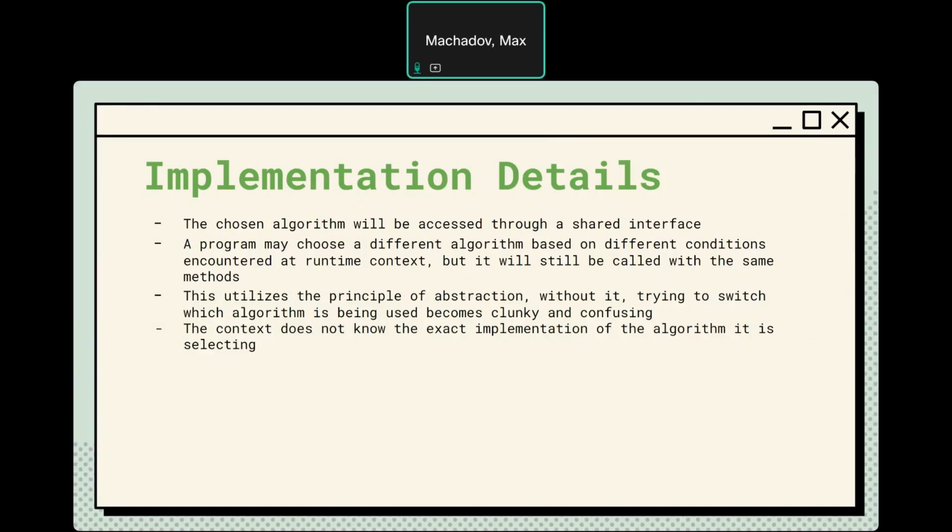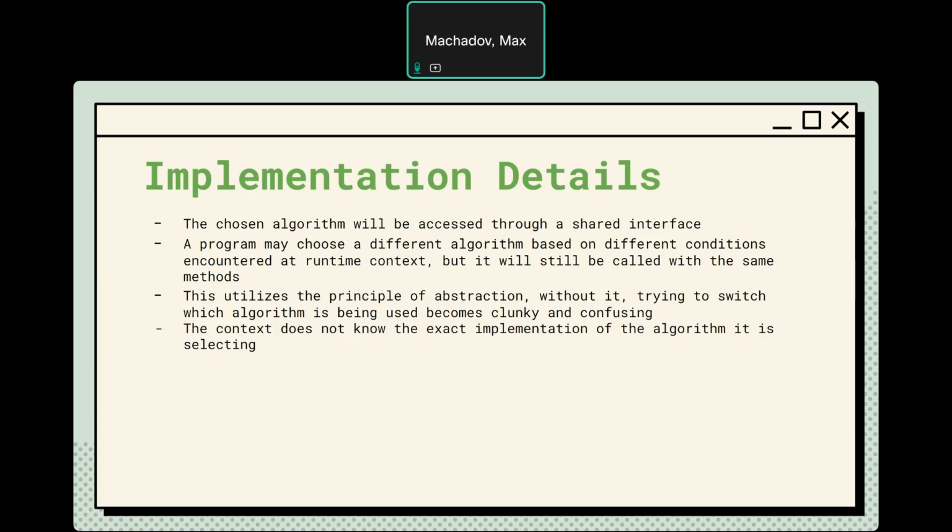A program may choose the algorithm based on different conditions encountered at runtime context. They'll still be called with the same methods, regardless of which actual algorithm is being chosen. So this is importantly utilizing the principle of abstraction. Without it, trying to switch which algorithm is being used is going to become funky and confusing.